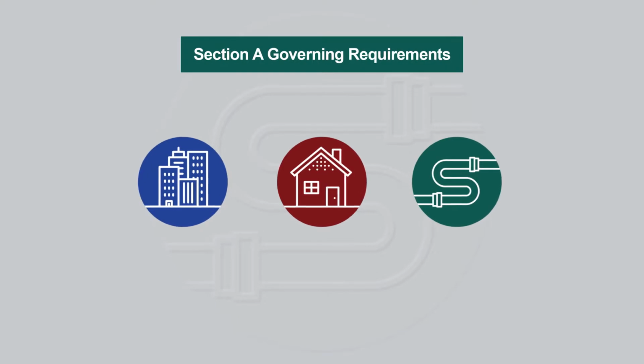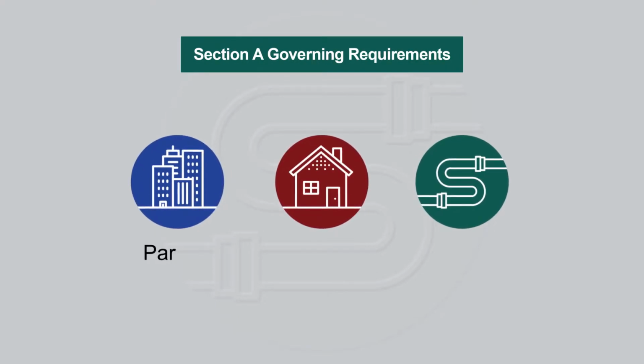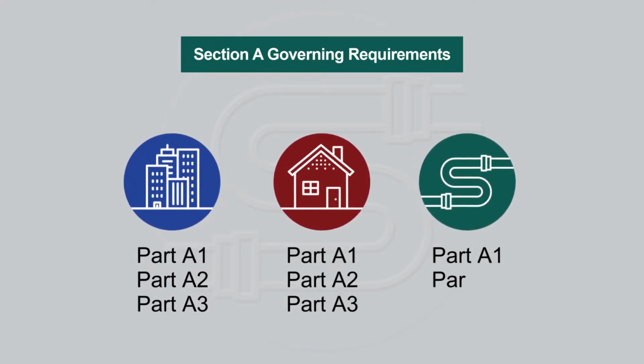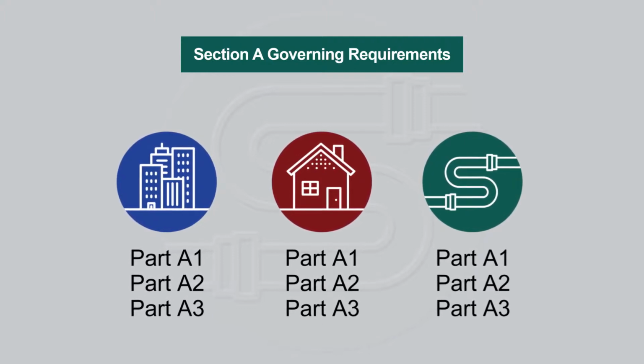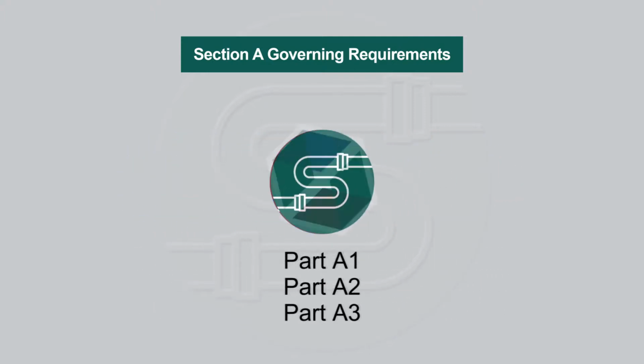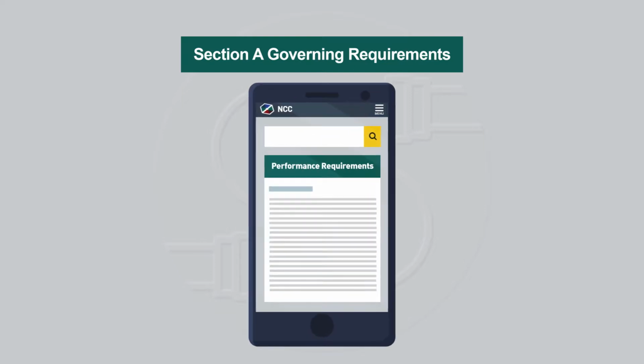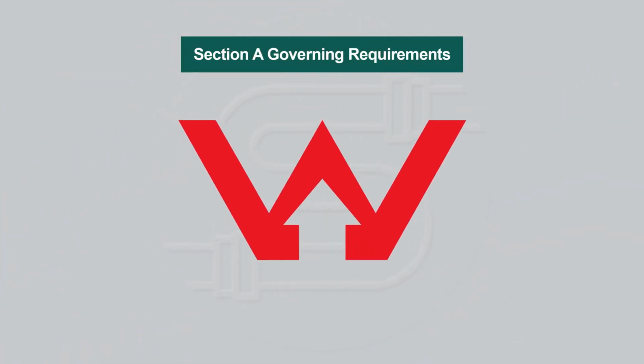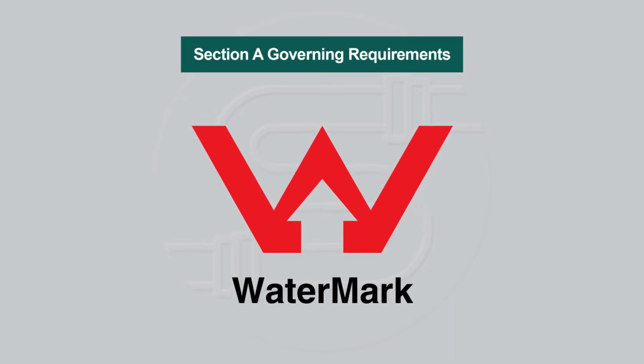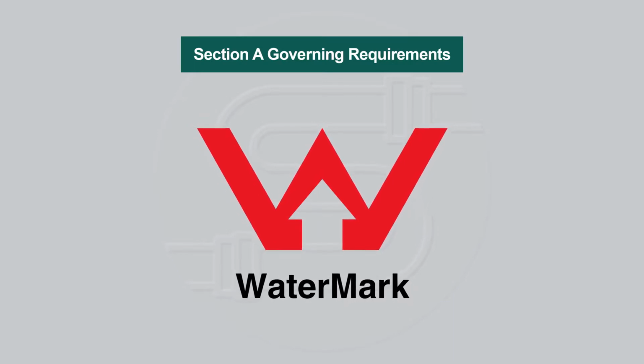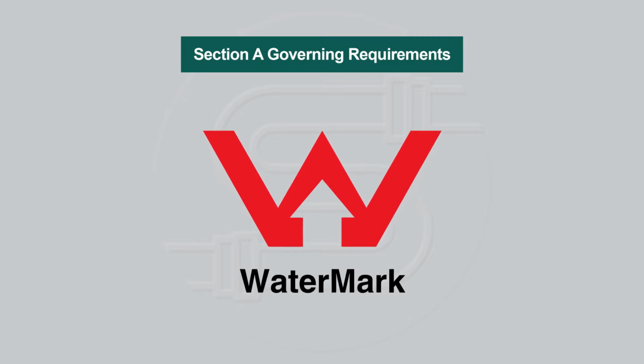All 3 volumes of the NCC now share a common Section A, the governing requirements. This section contains information about how to use and interpret the NCC, understanding the performance requirements, what a performance solution is, what building classifications are, and more. Section A includes the application of the Watermark Certification Scheme to plumbing products and materials relevant to the PCA.